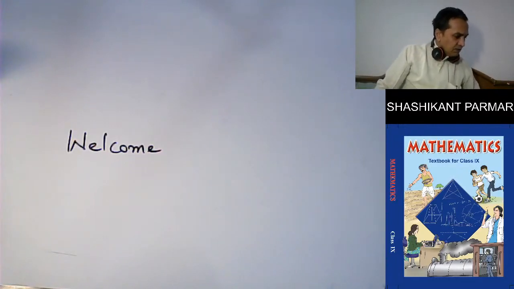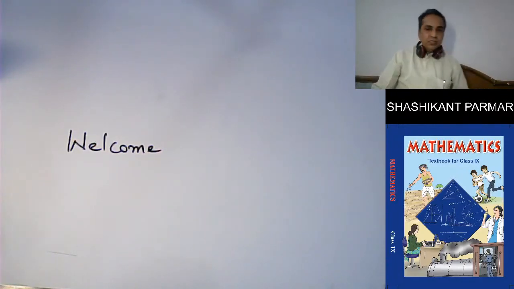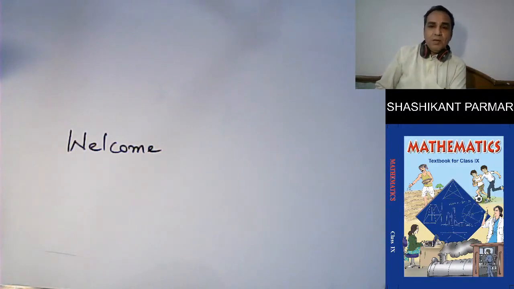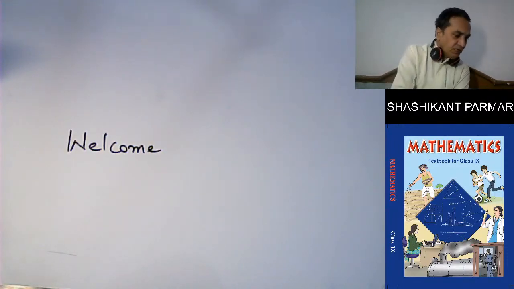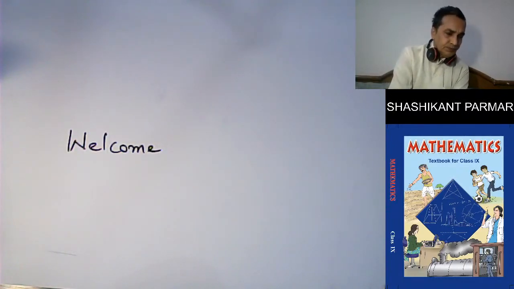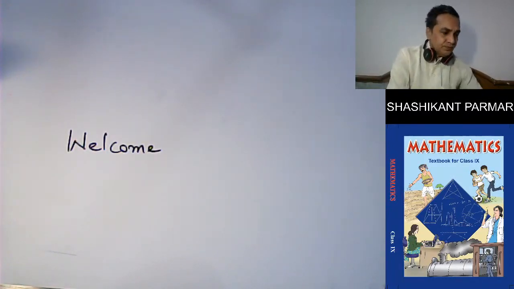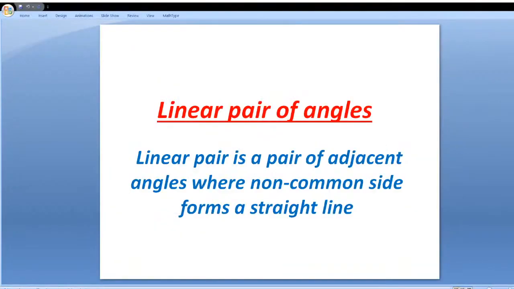We are discussing chapter number 6, lines and angles. So at last, where we were: linear pair of angles.